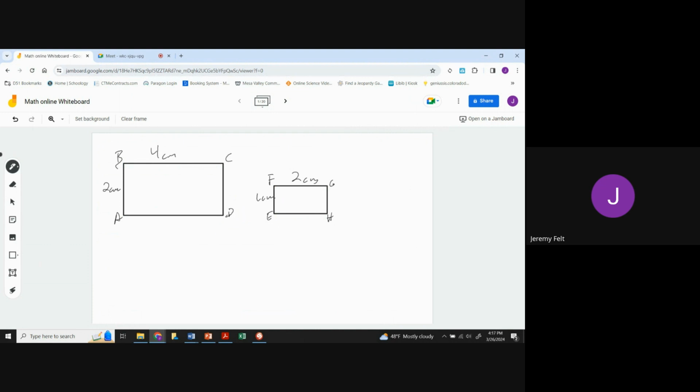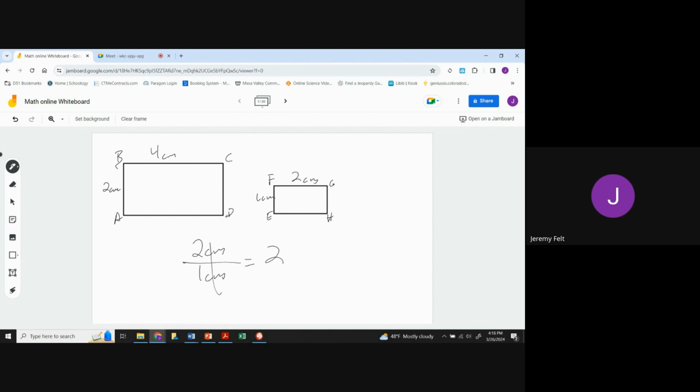We look at corresponding sides. Well, 2 divided by 1 is 2 divided by 1, or just 2, so it's 2 times bigger. This one is 2 times bigger than this one. So to go from here to here, we got to multiply our side lengths by 2.